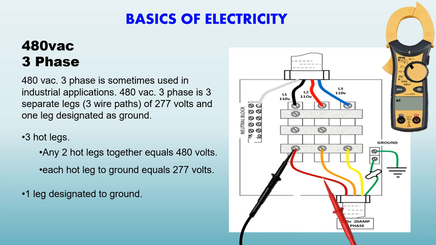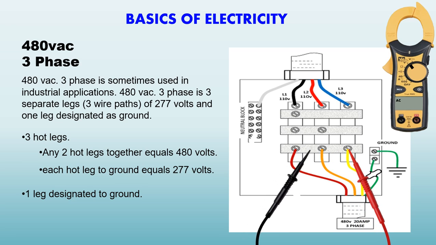In testing 480 volts, we put 1 meter lead on L1, 1 meter lead on L2. Completing a circuit, we should get 480 volts. The test process is the same as all other high voltage. We now test from L1 to L3, L2 to L3, and this completes the circuits across all 3 legs.